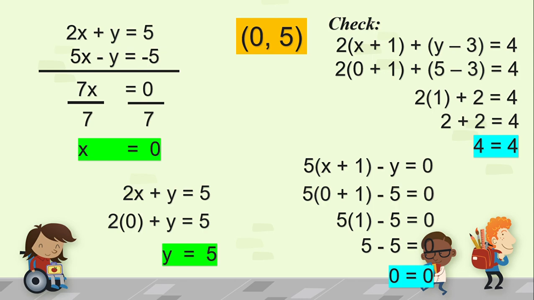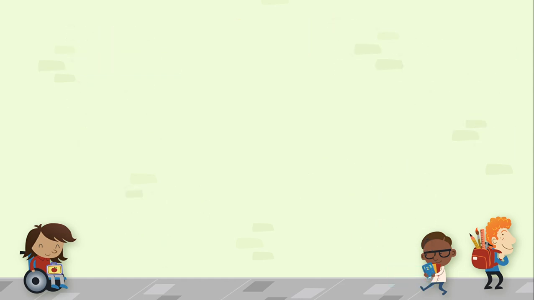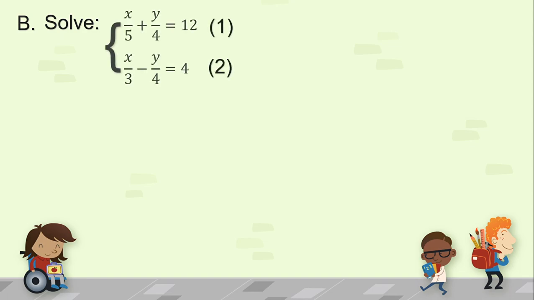So it proves that the solution (0, 5) is also correct by checking using the second equation. Now, for our second example, let's solve the system x over 5 plus y over 4 is equal to 12, which is the first equation, and x over 3 minus y over 4 is equal to 4, which is our second equation.